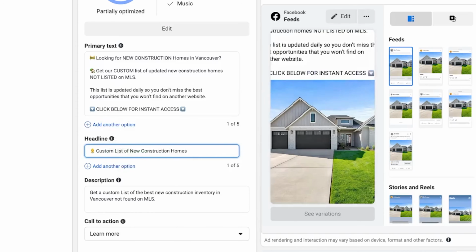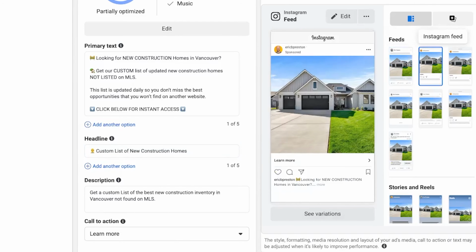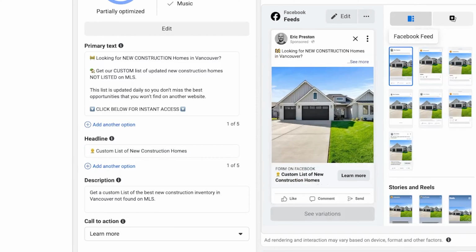So this is interesting here. You wanna look at the different placements, right? Because you're gonna see how it looks on Instagram. You're gonna see how it looks on Facebook feed, Facebook Marketplace, stories and reels.